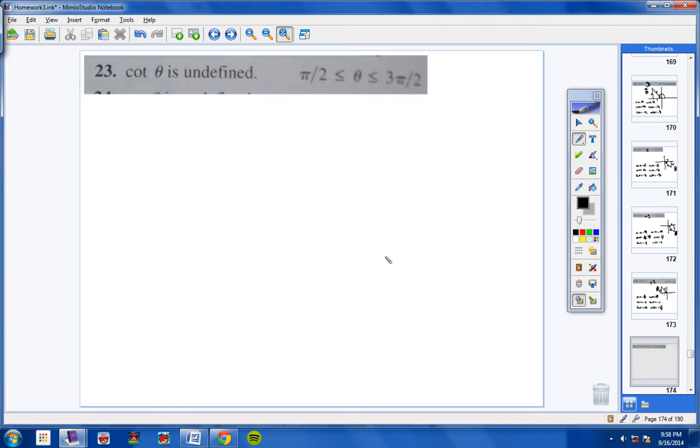Okay, this will be interesting. Cotangent is undefined. And let's go ahead and draw our coordinate plane here. It says theta is greater than pi over 2. And notice this, students, it's real important you see this. It also says equal to. So theta is greater than pi over 2 and equal to it. And theta is less than 3 pi over 2, which is down here, and also equal to it. So theta can be anywhere from here all the way to here.